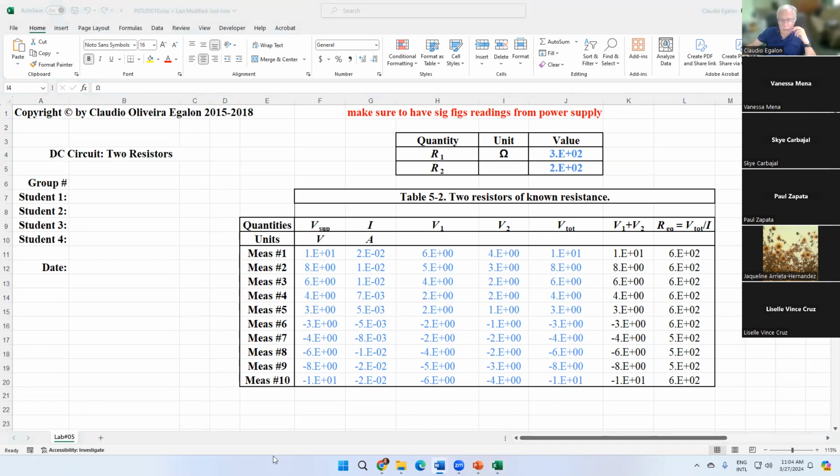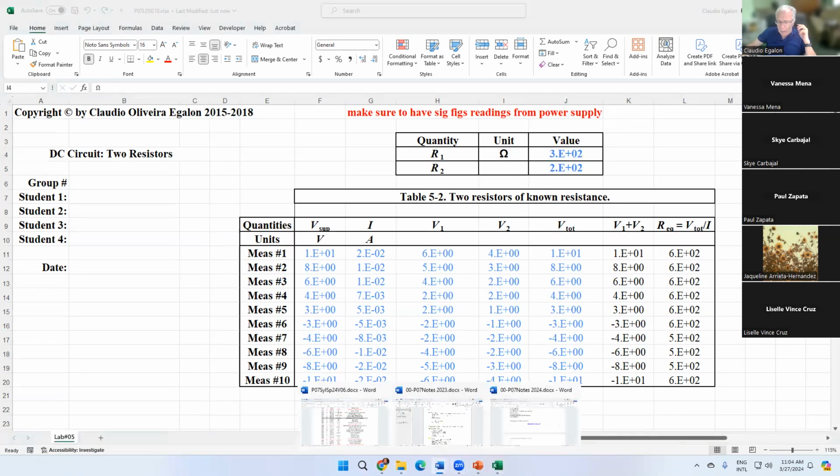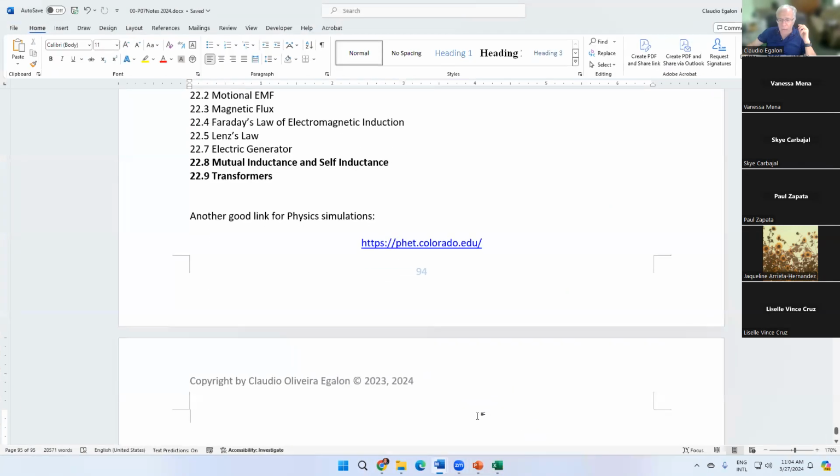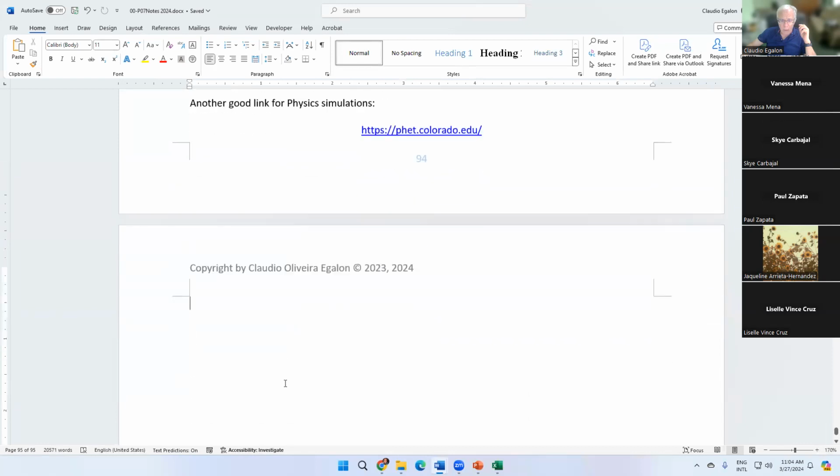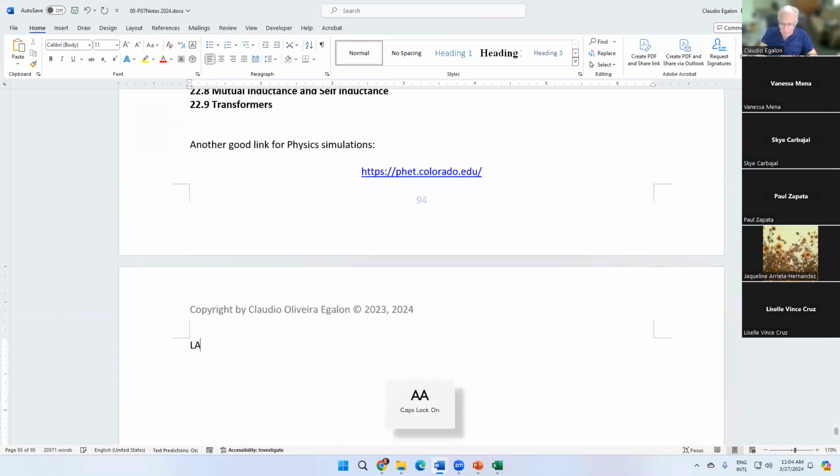And I forgot to spell out here: Lab 5, Ohm's law, Ohm's law with 2 resistors.